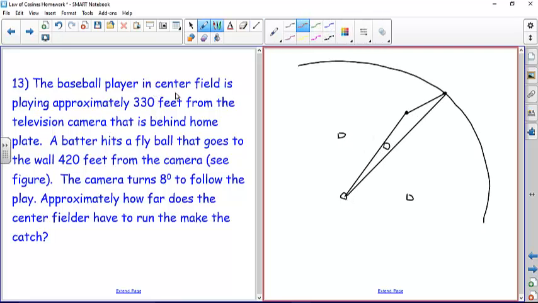So it says the baseball player in the center field is approximately 330 feet. So this side of the triangle is 330. So that's this distance from home plate to the player. The distance from here to here is 420 feet. And the camera turns approximately 8 degrees, so that's this particular angle, 8 degrees. And what we want to do is figure out what is this distance. So we have everything. We have the 2 sides adjacent to the angle.